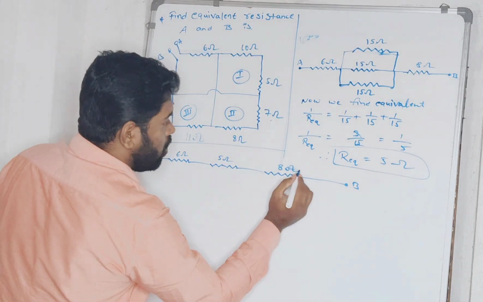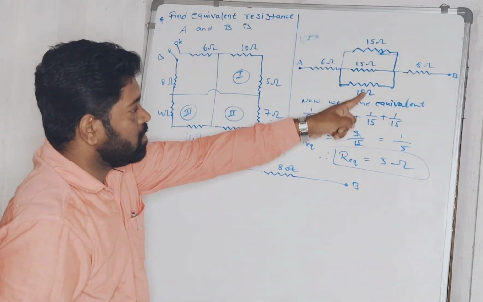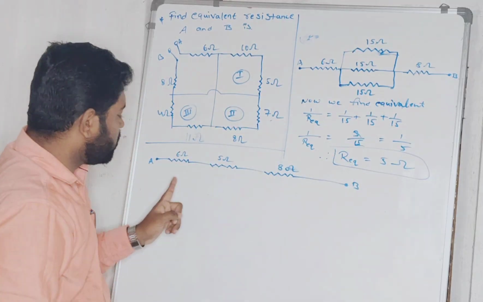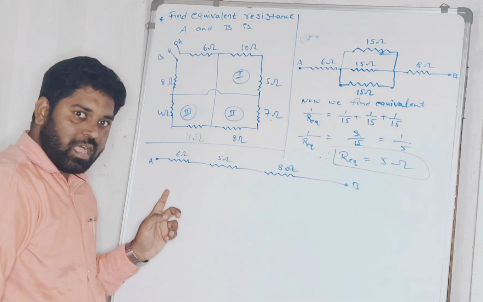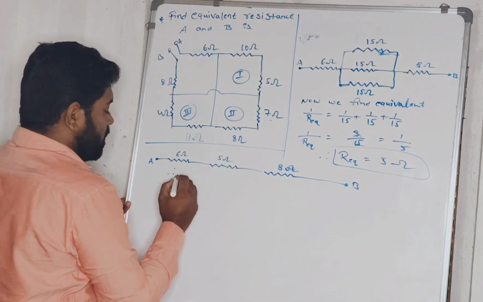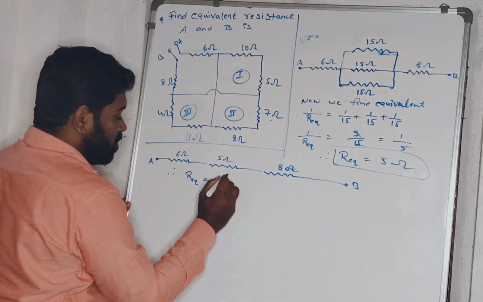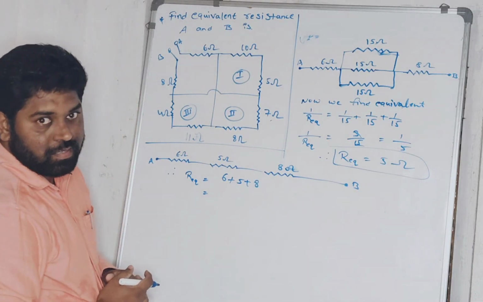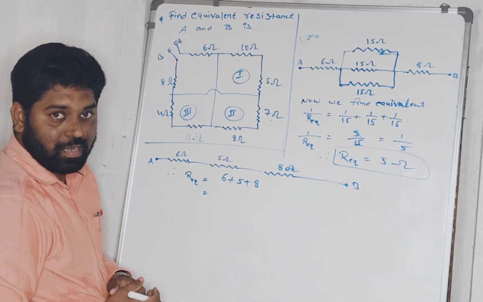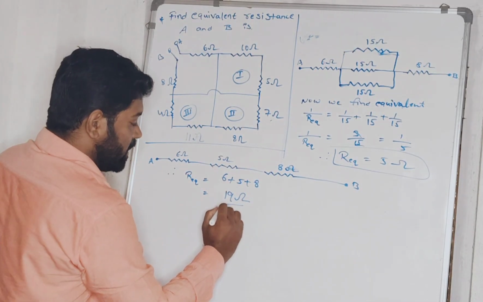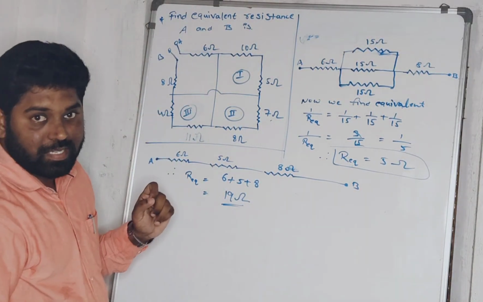8 ohms, 6 ohms. The equivalent resistance of these 3 resistors in parallel is 5 ohms, then 8 ohms. Now the 3 resistors are in series. Of course. Therefore, equivalent resistance R equivalent is equal to 6 plus 5 plus 8. What is it? 6 plus 5, 11. 11 plus 8, 19. 19 ohms is the answer to this question.